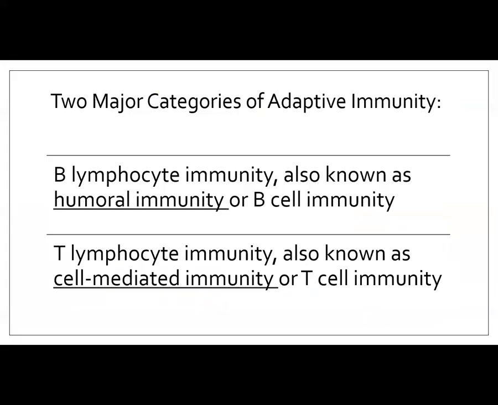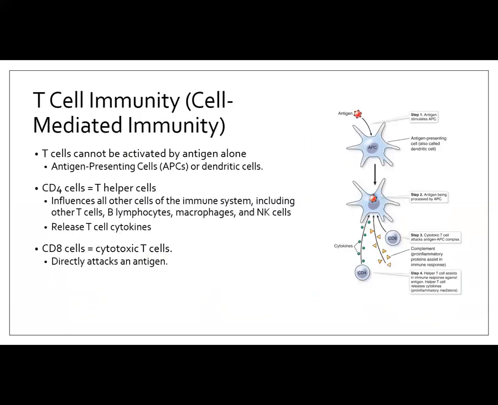In our adaptive immunity, we've got two major categories. You've got B lymphocyte immunity, also known as humoral immunity or B cell immunity. And you've got T lymphocyte immunity, also known as cell-mediated immunity or T cell immunity. T cell immunity is the one we're going to talk about first. This is cell-mediated immunity. T cells cannot be activated by antigen alone. So you've got antigen-presenting cells or dendritic cells.